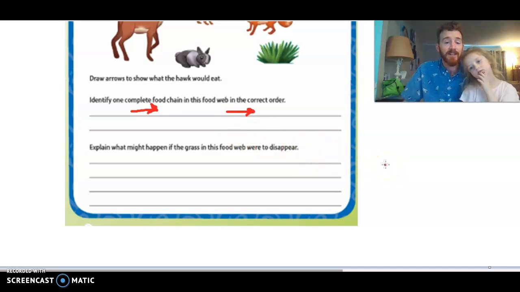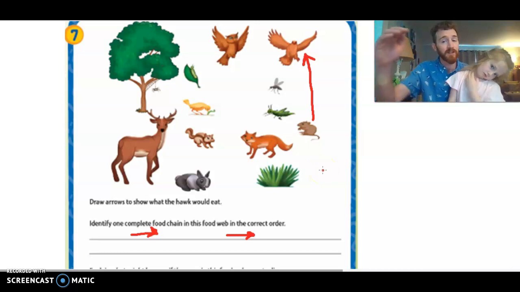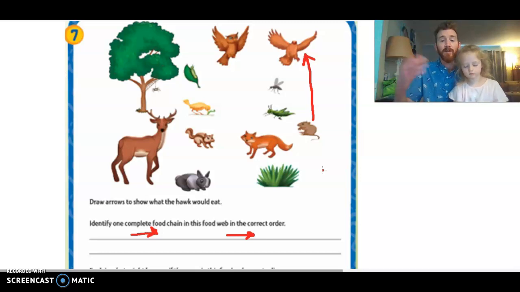Okay, and then the last thing is it just says explain what might happen if the grass in this food web were to disappear. Think about what would eat the grass. There's things that would eat that grass and need it to survive. And if that grass wasn't there, things like the bunny or the mouse maybe wouldn't be as able to survive as well. And then after that also it goes another step, right? It's not just them. If the mouse is gone all of a sudden, if there's no bunnies and there's no mice, think about how would that affect the owls or the hawk or the fox. Okay, again, those guys need food too.